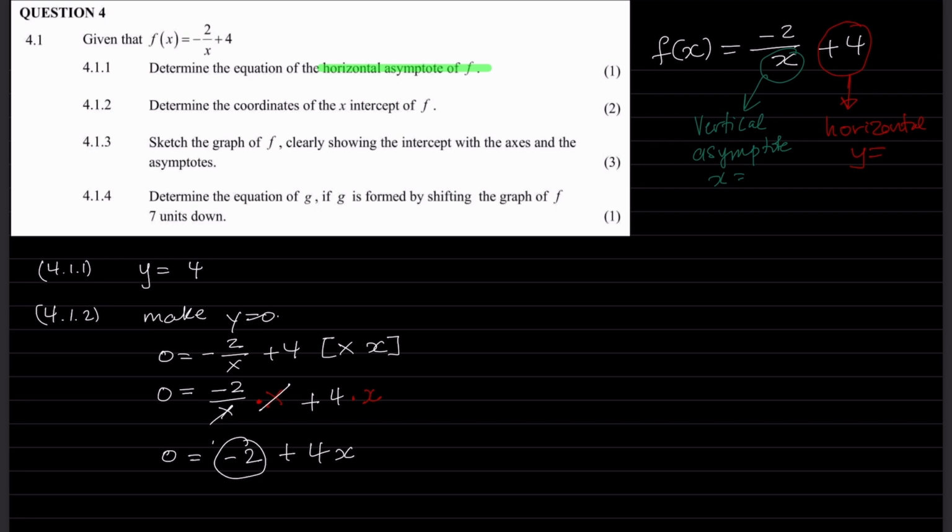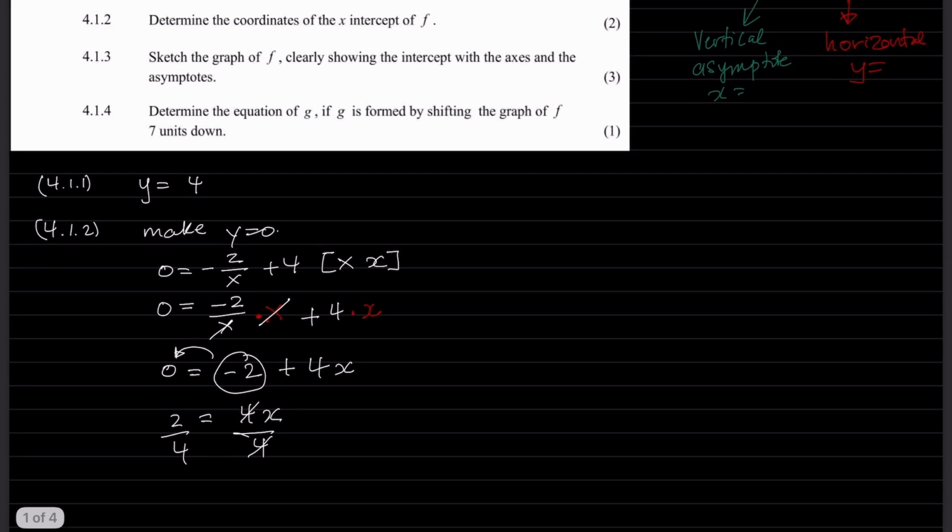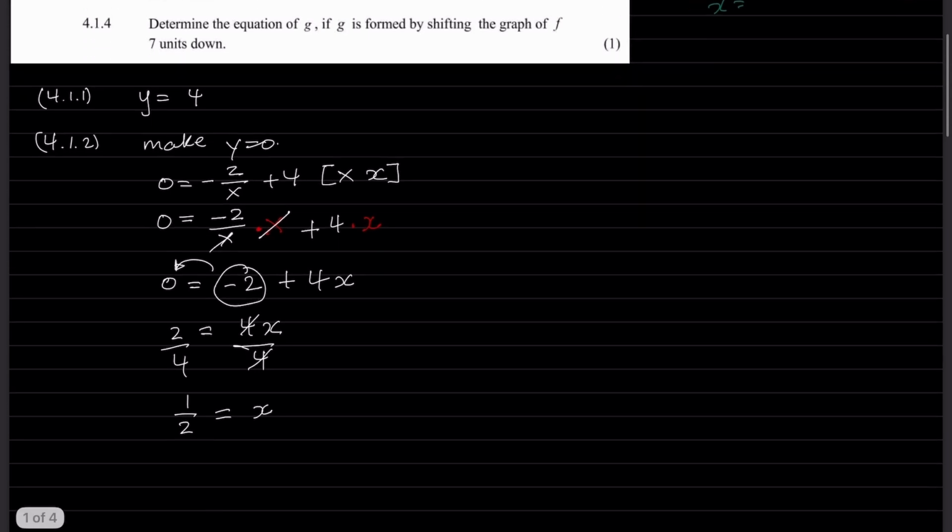Now you can take the minus 2 across. 2 is equal to 4x. Now divide both sides by 4. That 4 cancels that 4. 2 divided by 4 is half. So half is equal to x. But be careful, the question asked for a coordinate, and so coordinates should always be x first and then y.